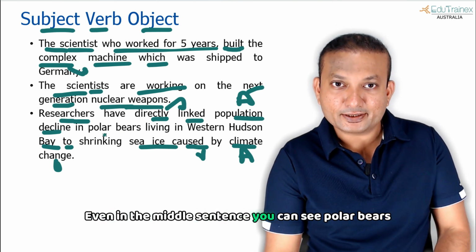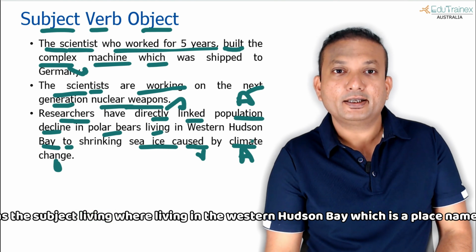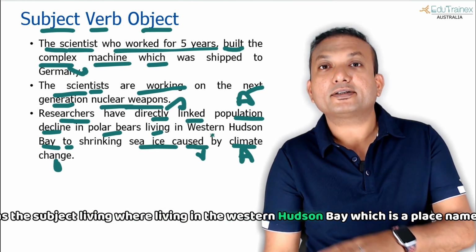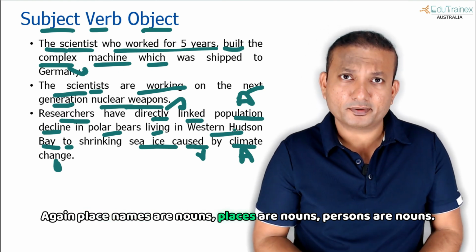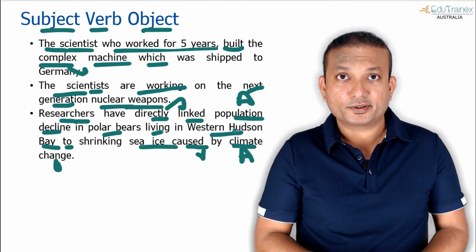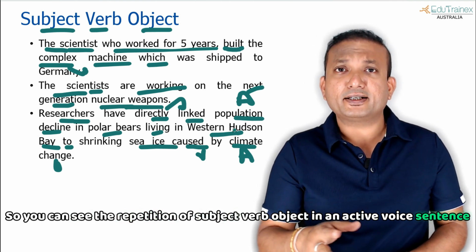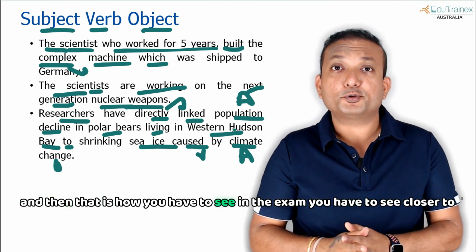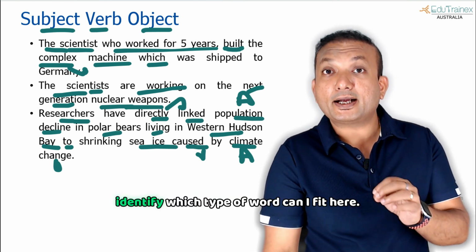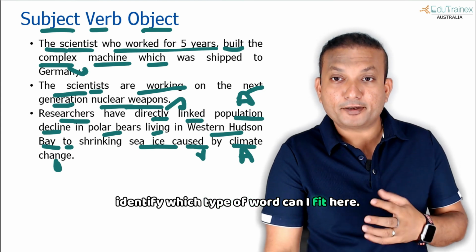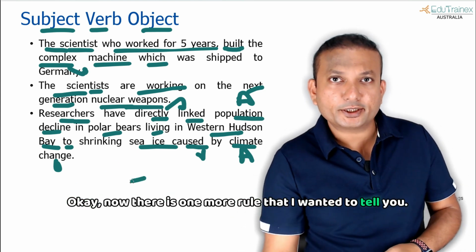Even in the middle sentence, you can see polar bears as the subject living where? Living in the Western Hudson Bay, which is a place name. Again, place names are nouns. Places are nouns. Persons are nouns. So you can see the repetition of subject, verb, object in an active voice sentence. And that's how you have to see in the exam. You have to look closer to where the blanks are and then identify which type of word can fit here.